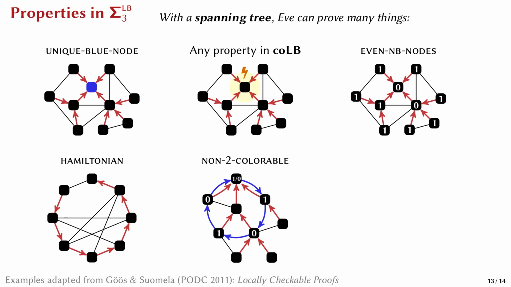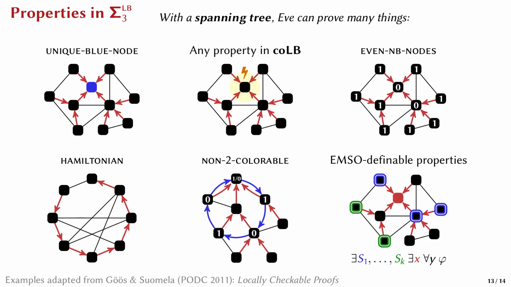Let's look at one final example. Level 3 also contains all properties definable in existential monadic second-order logic. And that's because Schwentick and Barthelmann have shown that such properties can always be defined by formulas of this particular form. That is, a block of existential quantifiers over sets, followed by a single existential quantifier over nodes, followed by some local first-order property that must hold everywhere.